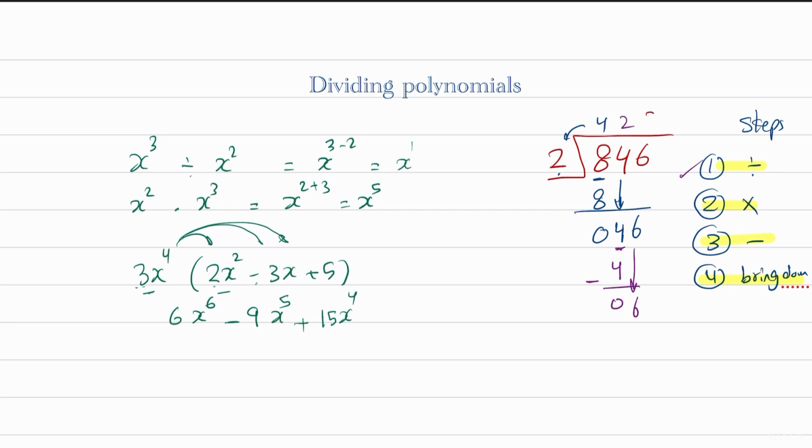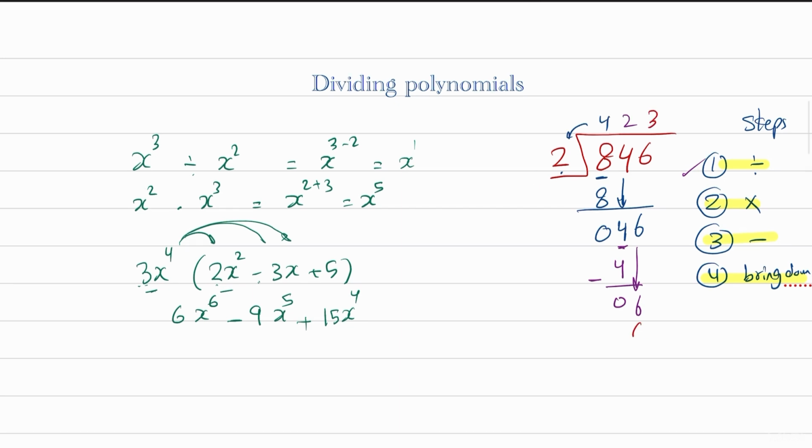6 divided by 2 equals 3. 3 times 2 equals 6. Then minus. So we come up with 0. And we don't have another digit to bring down. So this is the final answer. And you come up with 423.